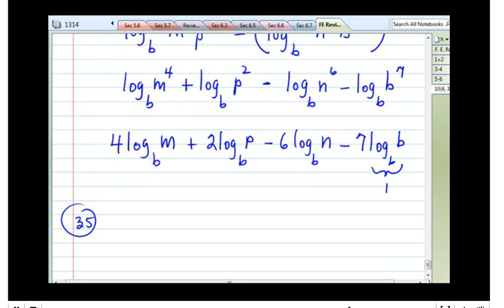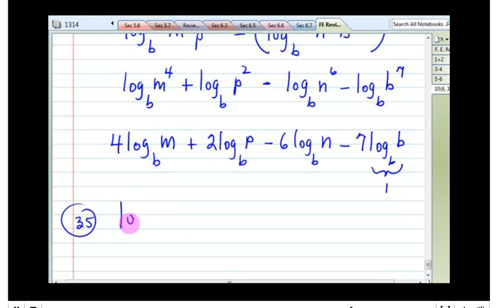Right here, that's a b. So b raised to what power would give me b? 1. So this expression, log base b of b, is the same as 1. 1 times 7. So at the end of this whole thing for the answer, you have minus 7. Okay. 35 says, now condense.